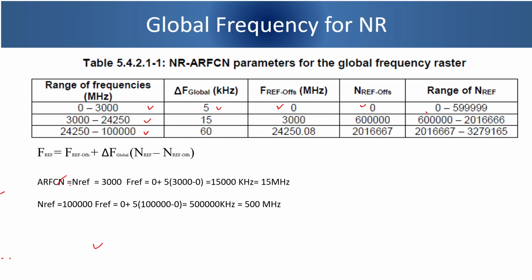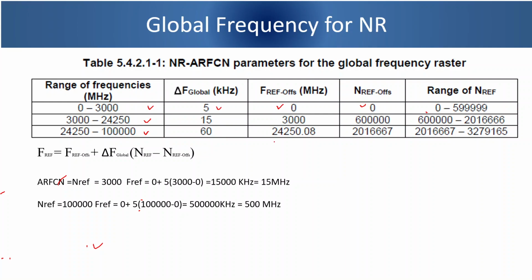So here the frequency offset is 3000, and that means you have to add 3000. I'll show you the calculation, then it will become clear. And your NR offset is 6 lakh, because up to 5 lakh 99,999 we have already covered in the first range. Similarly, for the last one, which is 24 gigahertz to 100 gigahertz, the step size is 60 kilohertz.